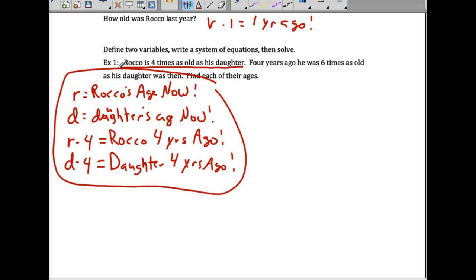You guys can all do that. Read it carefully, write it. Rocco is 4 times as old as his daughter. Rocco equals 40. R equals 40.